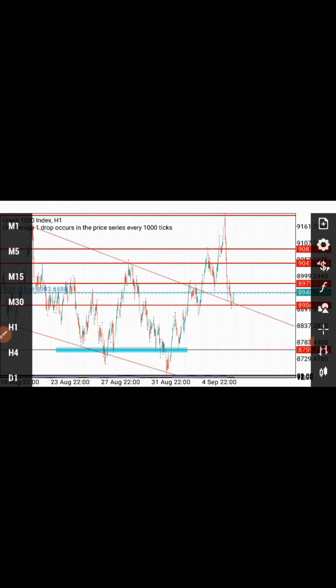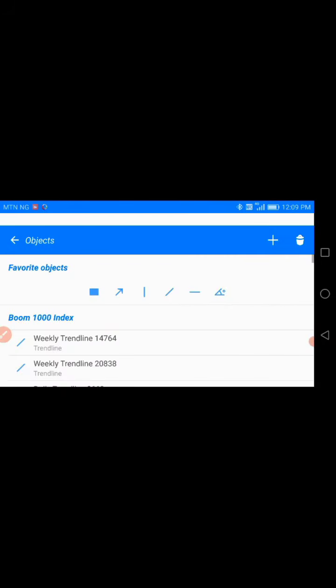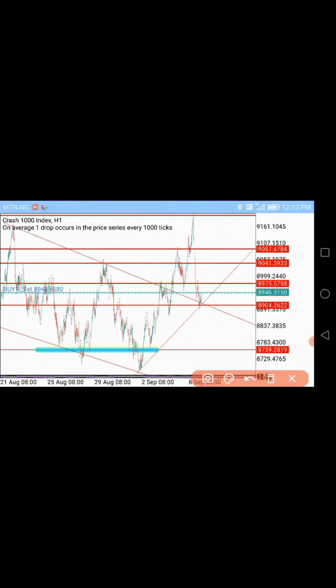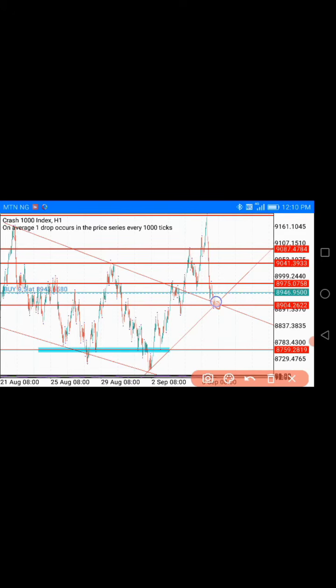Now we can decide to bring in another trend line and then join from here. Are you seeing something, guys? Are you seeing what is happening around here now? Okay, this is what we call confluence. I'm still going to show you another secret that is hidden.